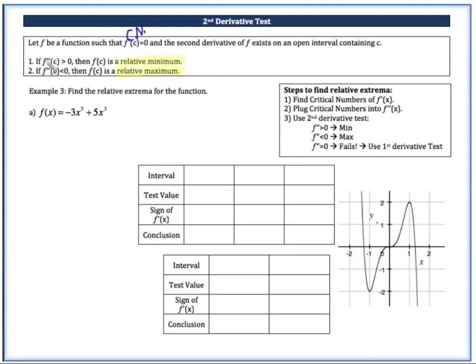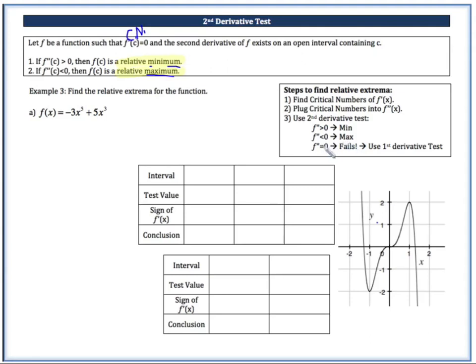And we're just saying if f double prime at that critical number is greater than 0, then f of c is a relative minimum. And if f double prime at that critical number is less than 0, then f of c is a relative maximum. So what we're going to do is find the critical numbers of the first derivative, and then plug those critical numbers into f double prime of x, and that's your second derivative test. So if f double prime is greater than 0, then it's a minimum. If f double prime is less than 0, then it's a maximum.